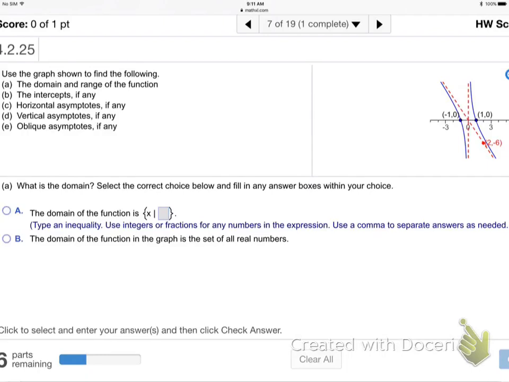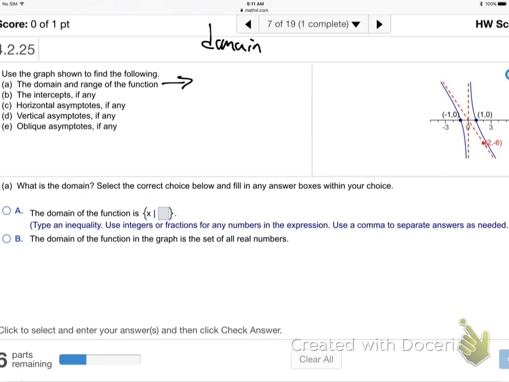Okay, so number 7 here. So we got a diagonal asymptote. So let's start with the domain. What's the domain of the function? What do you think? How far right, how far left? What's the sideways x coverage of the graph? How far does the graph go right? How far does the graph go left?